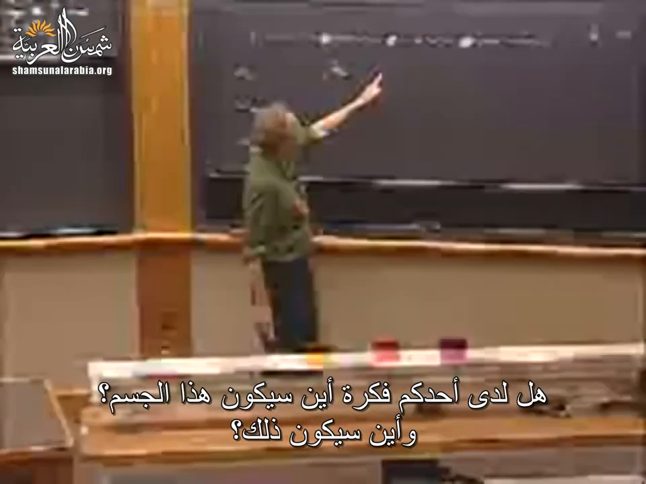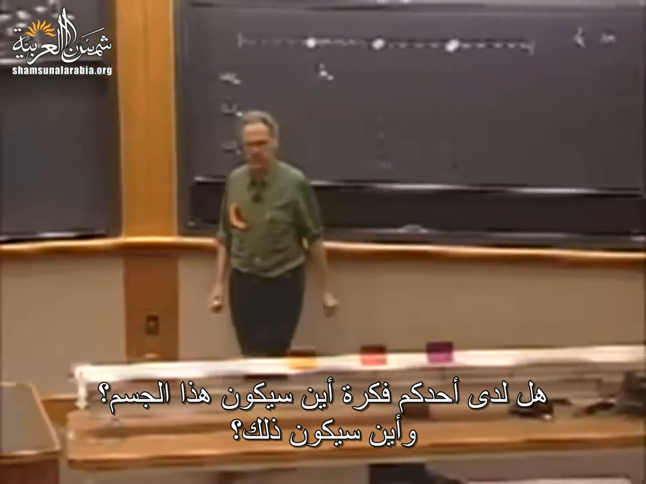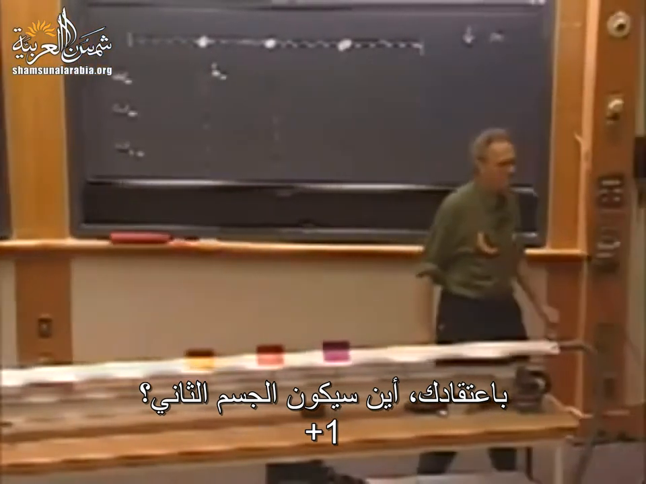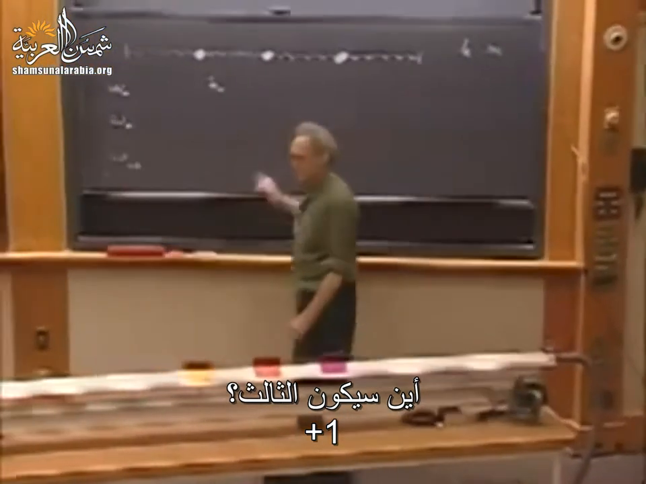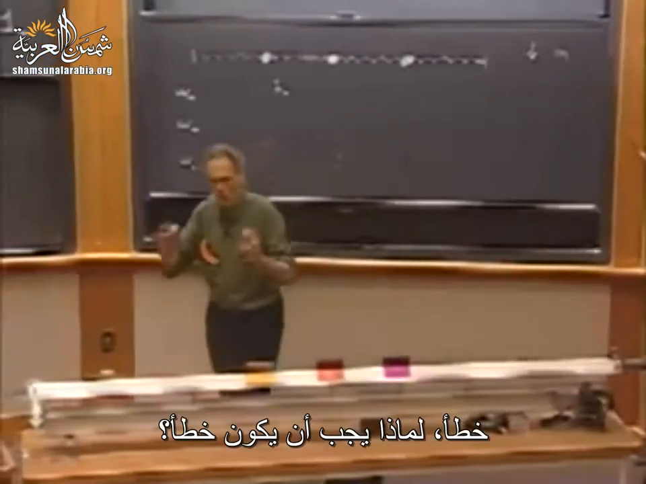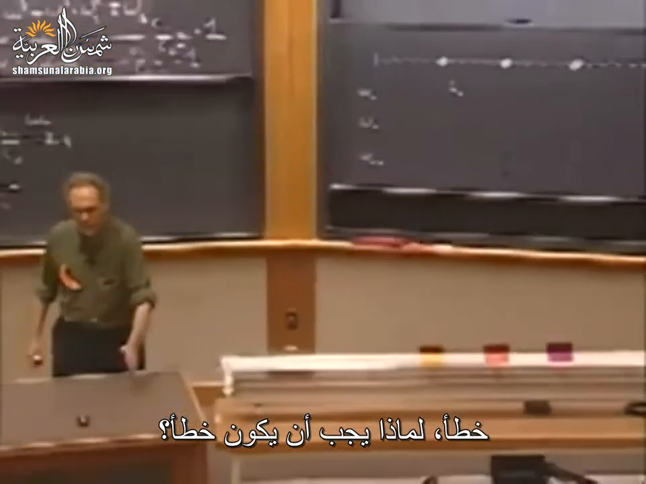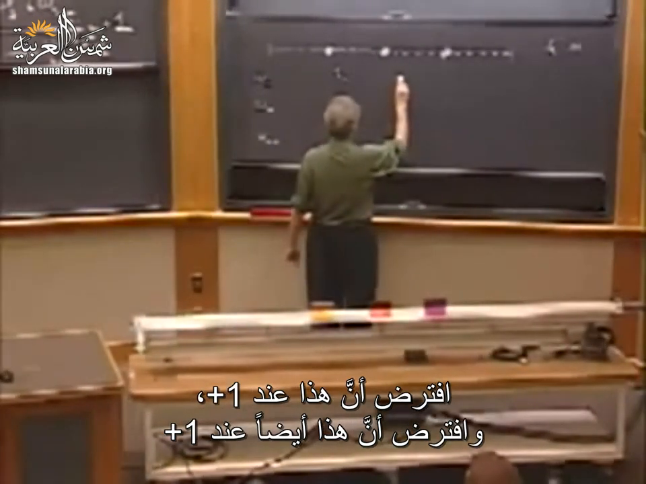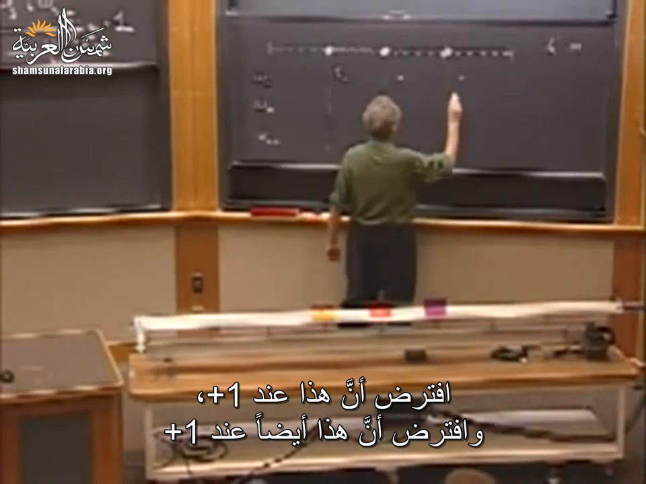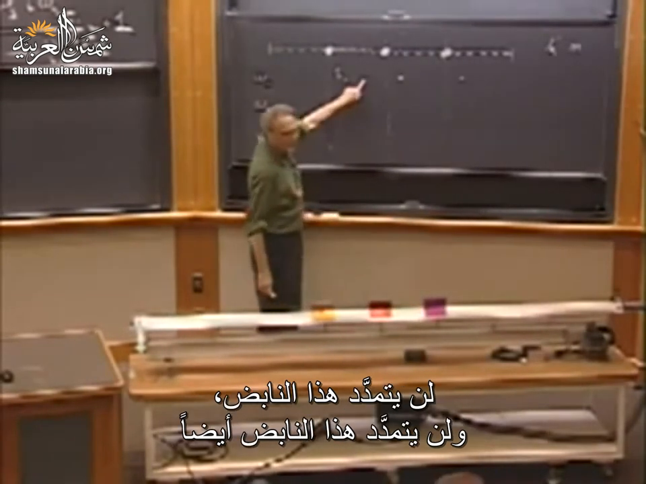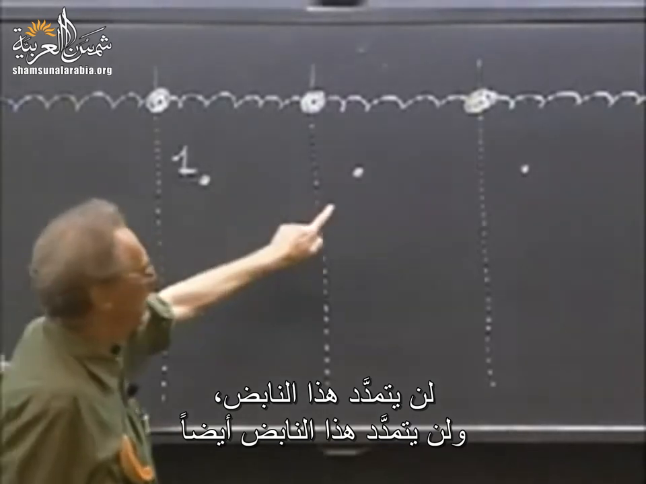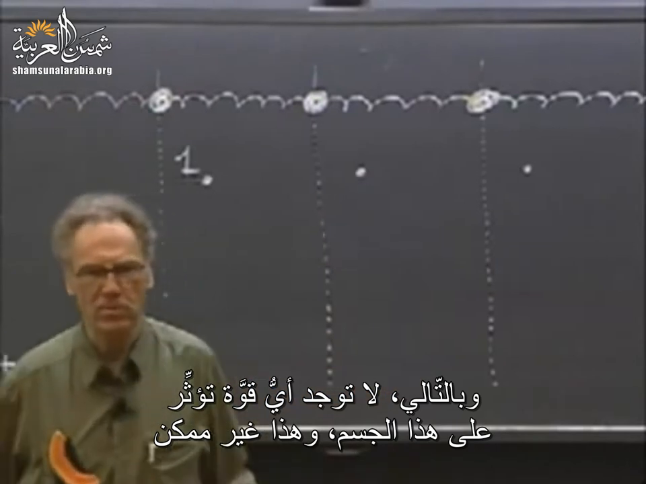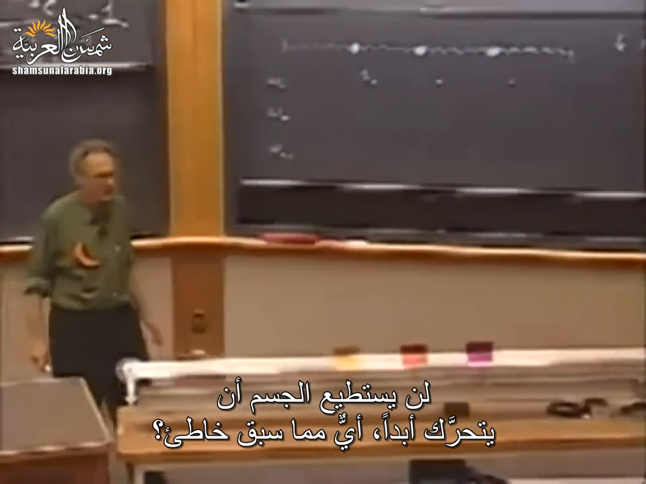Any idea where this one will be, any idea where that one will be? What do you think the second one will be? +1. What will the third one be? +1. Wrong. Why does it have to be wrong? Suppose this one is at +1, and suppose this one is also at +1. Then this spring is no longer than it wants to be, and this spring is no longer than it wants to be, so there's no force on this object. So that's not possible. That object cannot go anywhere.